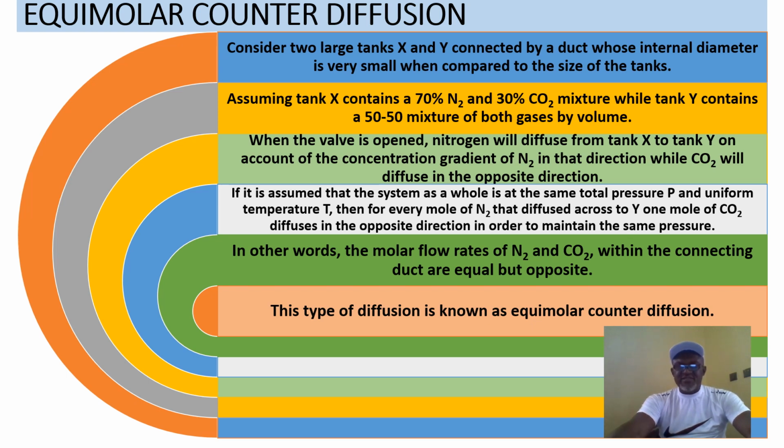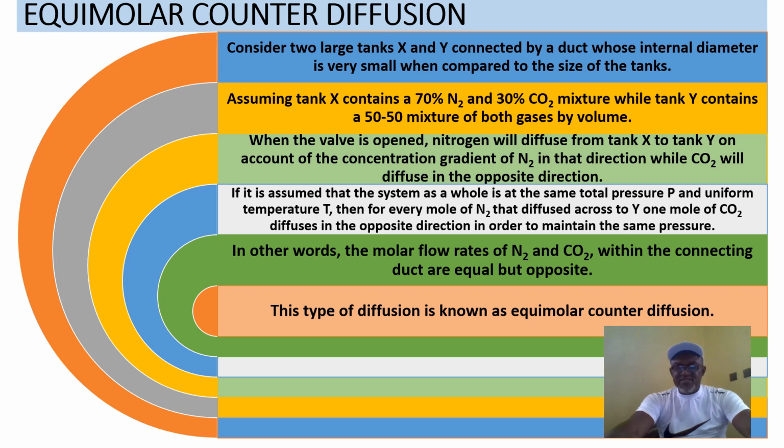Okay, fine, equimolar counter diffusion. Now consider two large tanks X and Y connected by a duct whose internal diameter is very small when compared to the size of the tank. Now what we're trying to do here, the two tanks contain different percentages, 70% of N2 and 30% of CO2 mixtures. Now when the valve is open, nitrogen will diffuse from where it is of high percentage to the tank where the nitrogen is not there or is of low percentage, and then CO2 will diffuse in opposite direction. That's what we mean by equimolar counter diffusion, diffusing in opposite direction.